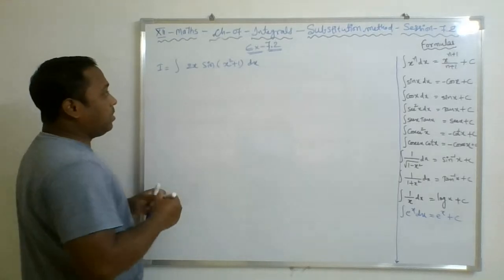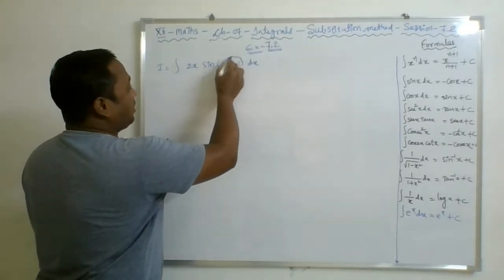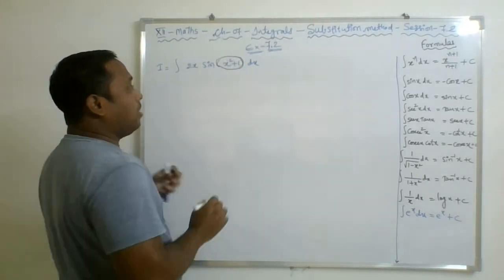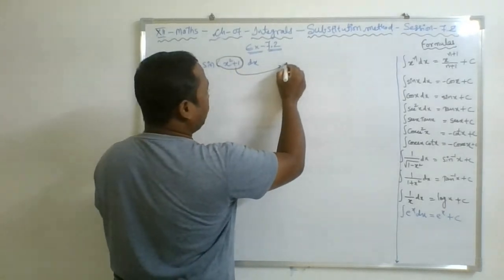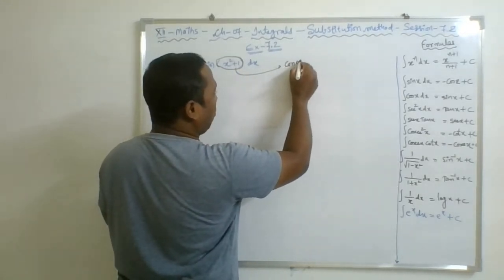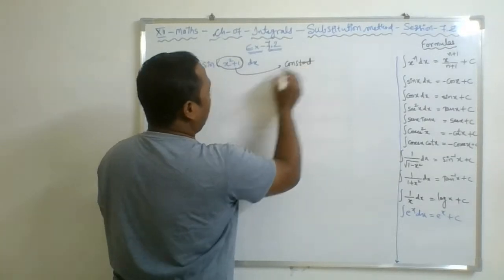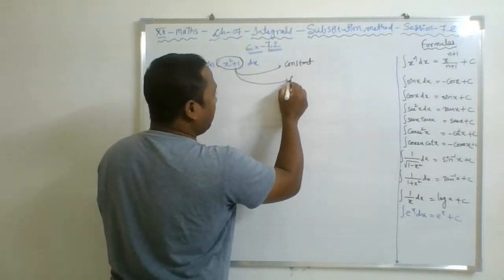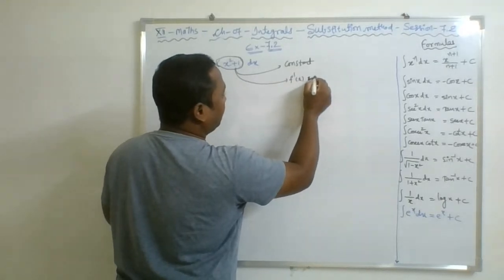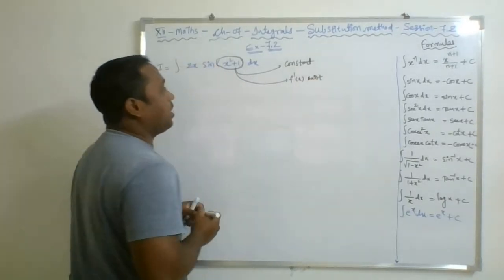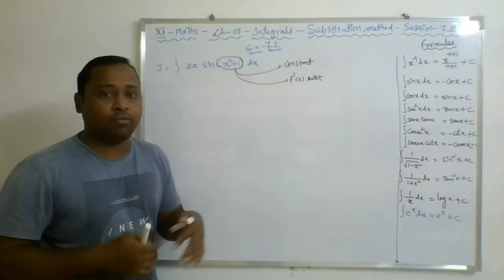So friends, remember, when you are taking it as t, either the function's derivative must be converted into a pure constant, or its derivative must exist in the question itself. There are two purposes. Again, I am speaking in another way.